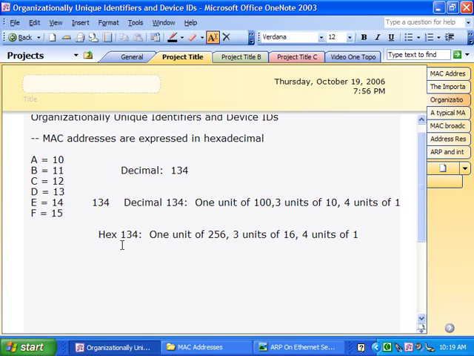So if you were asked to convert the hexadecimal value 134 into decimal, all you do is write it out like that. I've got 1 unit of 256, 3 units of 16, and 4 units of 1. So that would give us 256 plus 48 plus 4, and you just add them right up. I believe that's 308.